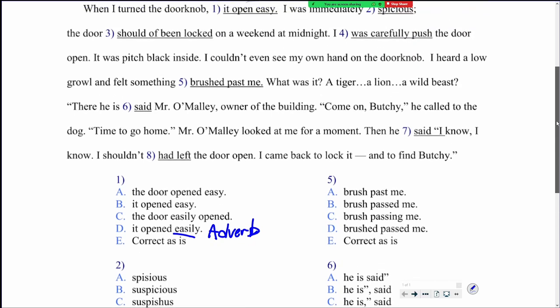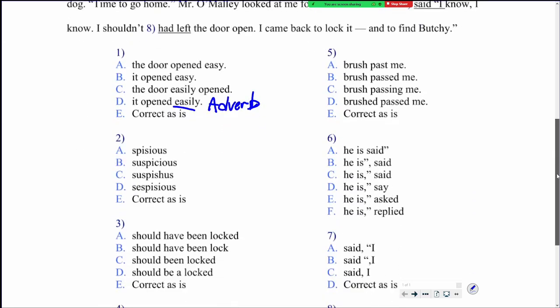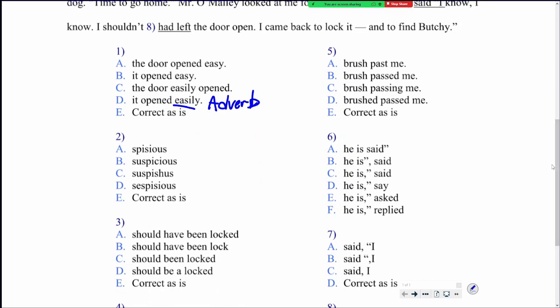Number 3. The door should have been locked. Okay, so that's probably one of the most common errors, right? Using of instead of have. The door should have been locked, right? Not should of been locked, or should been locked, or should be a locked. Nope, should have been locked.